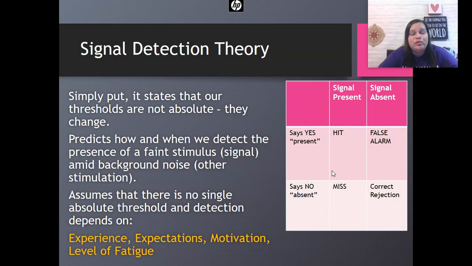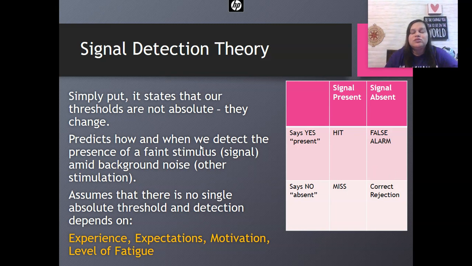The alternative to absolute threshold is signal detection theory. This one basically says that there's no absolute threshold, that our thresholds for what we can detect actually change based on our motivations and other competing stimuli. So signal detection theory predicts how and when we can detect a faint stimulus, that's a signal, amongst background noise. So it assumes there's not just any single absolute threshold, but it depends on other things like our experiences, if you're used to hearing something or seeing something, our expectations, motivations, and also how tired we are. Our level of fatigue can affect what we can detect.